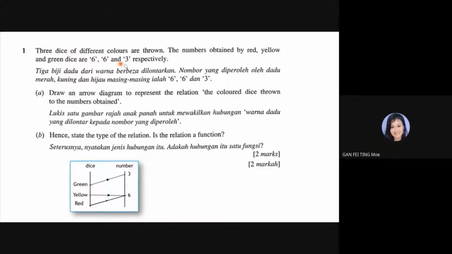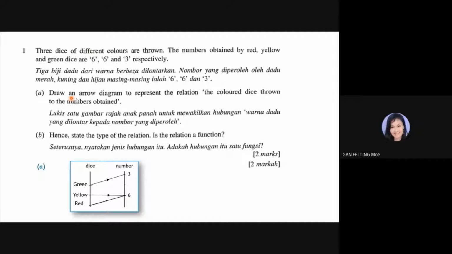And these are the images. So this will be the diagram. So the dice I have are red, yellow, green. And red is 6, yellow is 6, and green is 3. So this is the answer, because it says respectively. I've given you the answer.